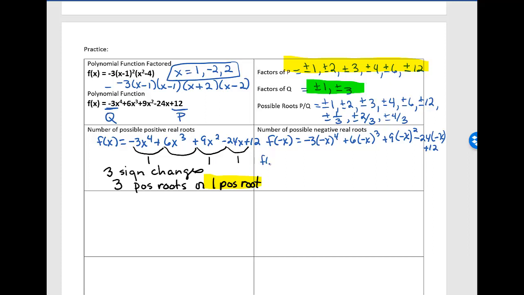So if we clean this up, the negative to the 4th power just makes it a positive, so that doesn't change anything. But here the negative x to the 3rd is going to give me a negative 6x cubed. That's again a negative 1 there. Negative x squared is just going to make it positive, so 9x squared. A negative times a negative here is going to give me a 24x plus 12.